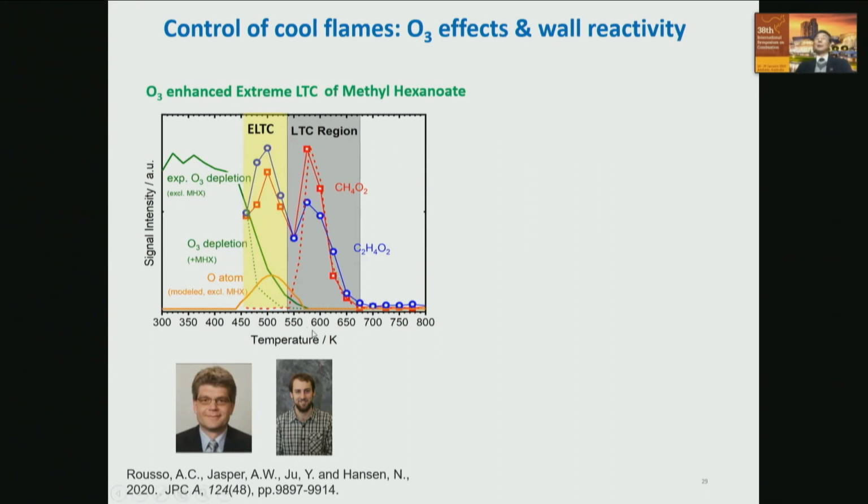And recently, an experiment between my graduate student Eric Rosso and Niels shows that by adding ozone into a long chain alkane fuel, you can see that normally there is low temperature reactivity with methyl hydroperoxide formation. But with ozone, even below 550 Kelvin, you can see this methyl hydroperoxide formation at extremely low temperature chemistry.